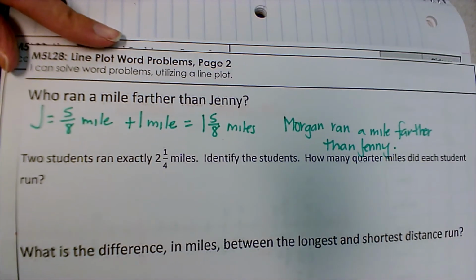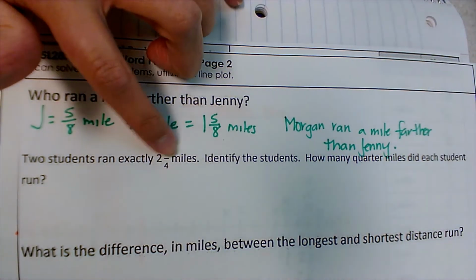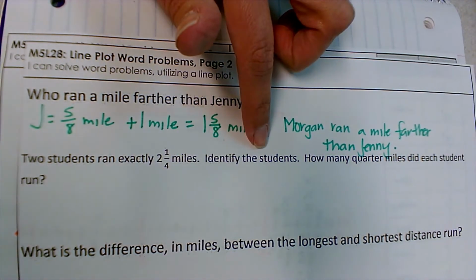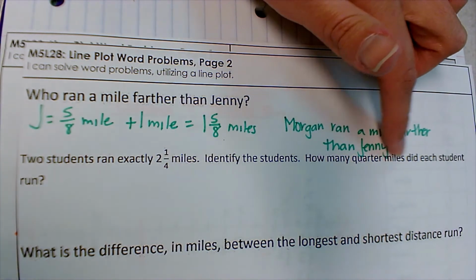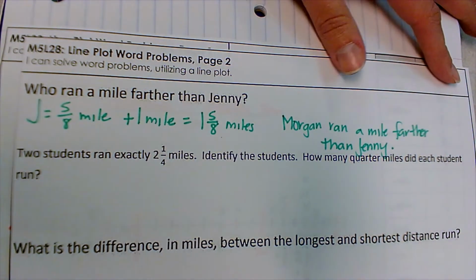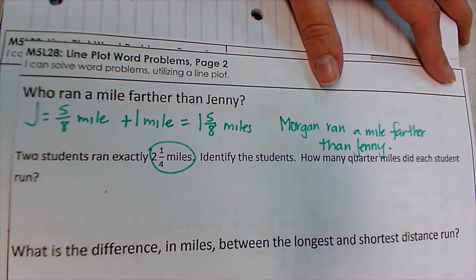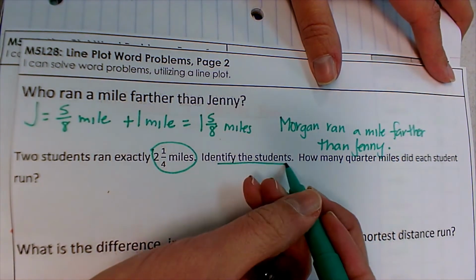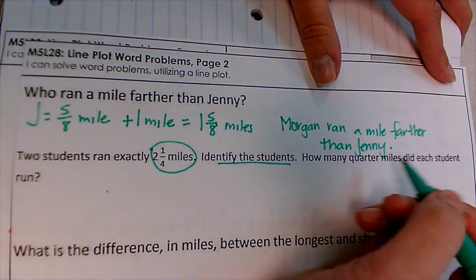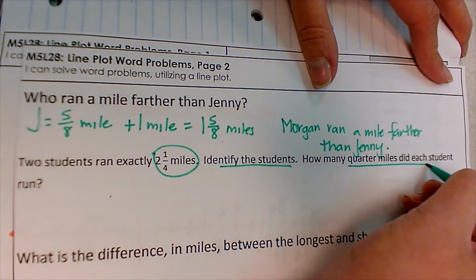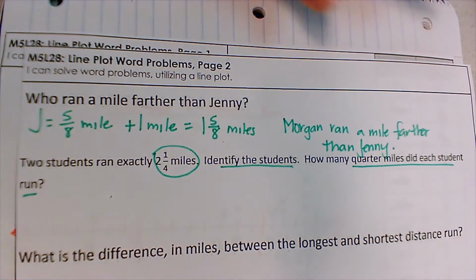Now it says, 2 students ran exactly 2 1/4 miles. Identify the students. How many quarter miles did each student run? So I've got a couple of things. I've got some numbers. 2 and a fourth is what I'm going to look for. I need to identify those students. So there's part 1. And I want to know how many quarter miles did each student run.